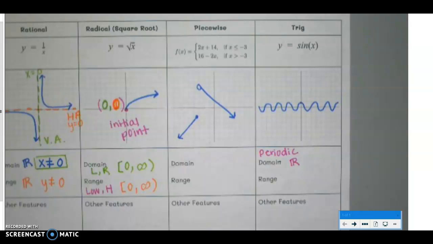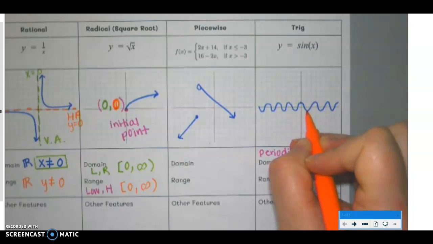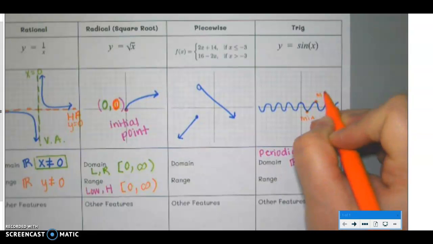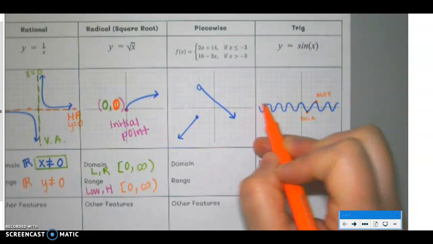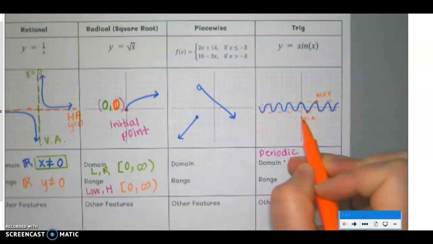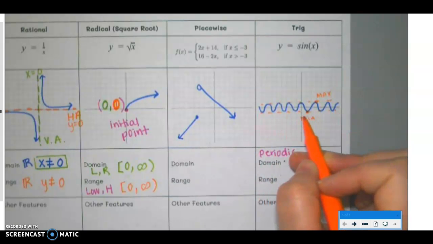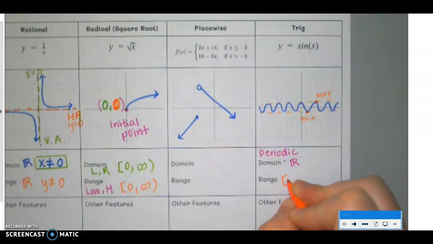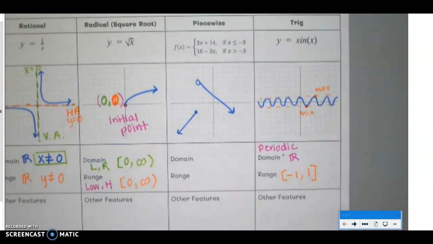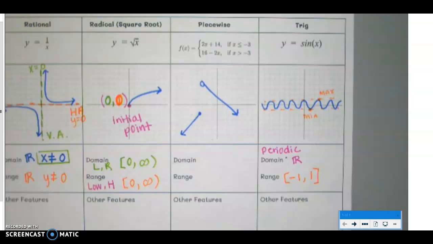The range is restricted by whatever these little minimums and maximums are. Those should be the same all the way across the graph. So the minimum y value on the parent function is -1, and the maximum is 1. They get brackets because those are actual points that are on there.